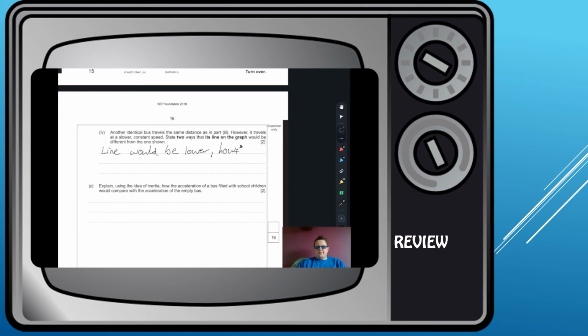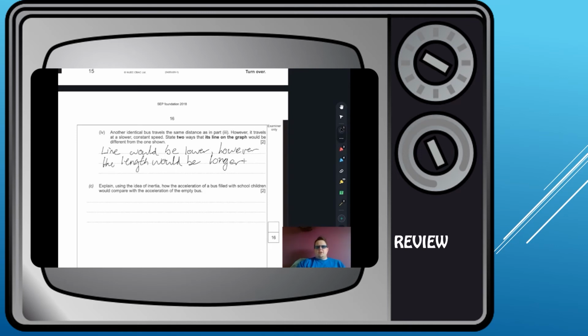However, the length of this line would be longer. Yeah, because we've got to cover the same distance, we've got to get the same area. So if it's lower, it's got to be longer.